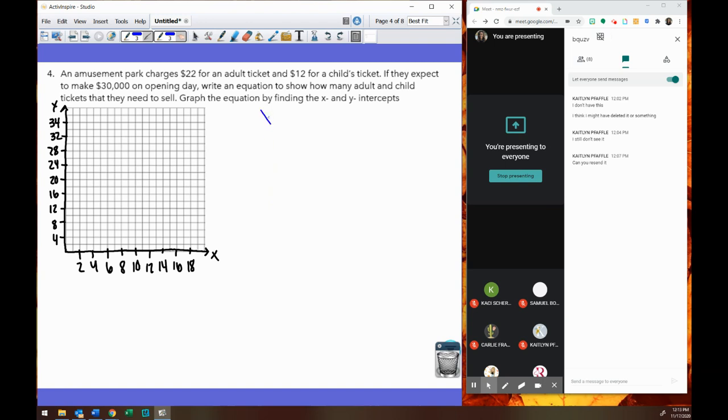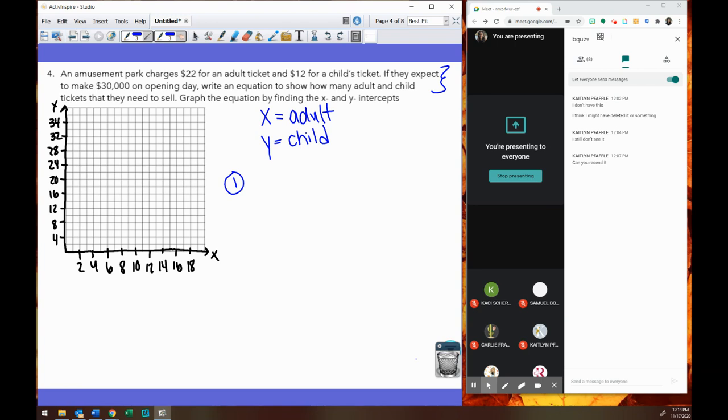So I want you to use X to represent the adult ticket, and then Y is your child ticket. So step 1, try to read through the problem again and see if you know how to write the equation for it. So they charge $22 for an adult ticket, $12 for a child ticket, and they expect to make $30,000.